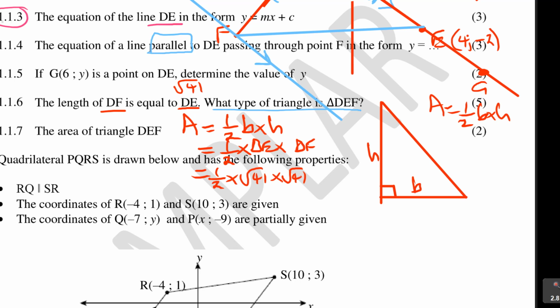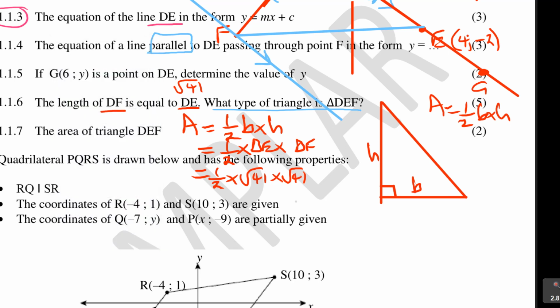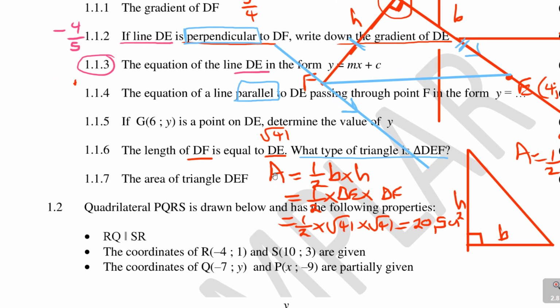Then you can simplify this and get the answer. It will be 1 over 2 times square root of 41 times square root of 41, which is equal to 41 over 2, which is 20.5. So this is equal to 20.5 what? Units squared, so u squared, you can use that. So that is 1.1.7. So guys, these are the questions that you can expect.